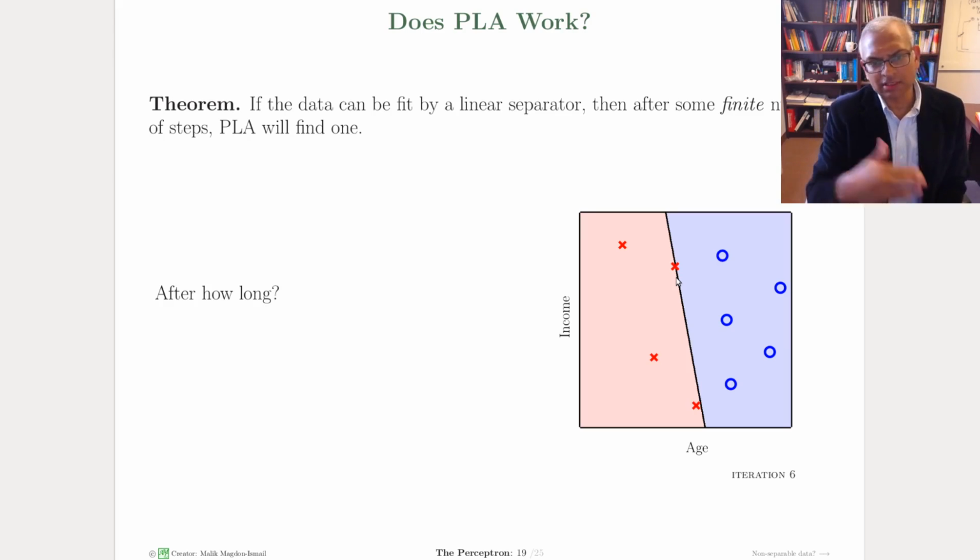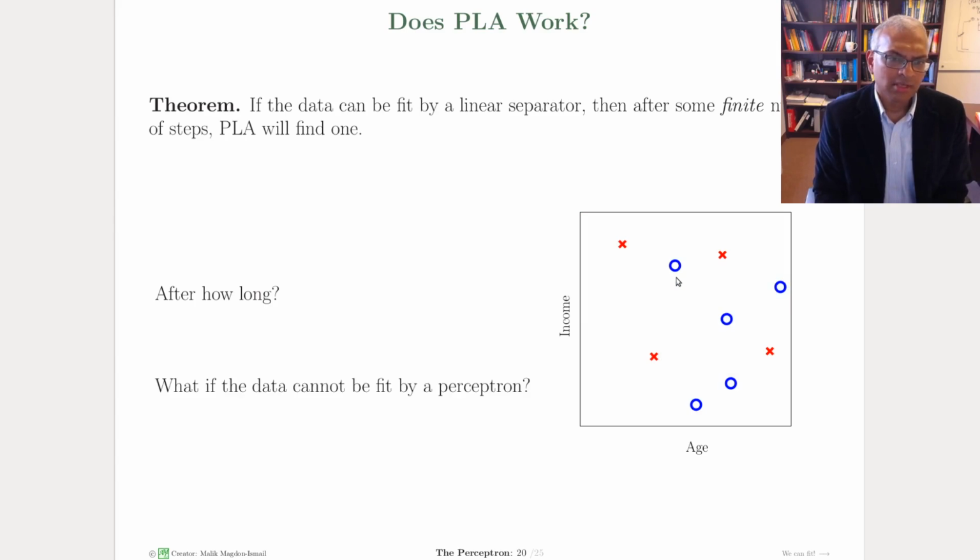It says that you can keep bouncing around like this, but only a finite number of times. Eventually, you will find a separator. And the question then becomes, after how long? Well, you will answer that to some extent in the homework when you prove this theorem. And of course, we already mentioned what to do if the data is not separable. And here's an example of data that cannot be separated by a line.